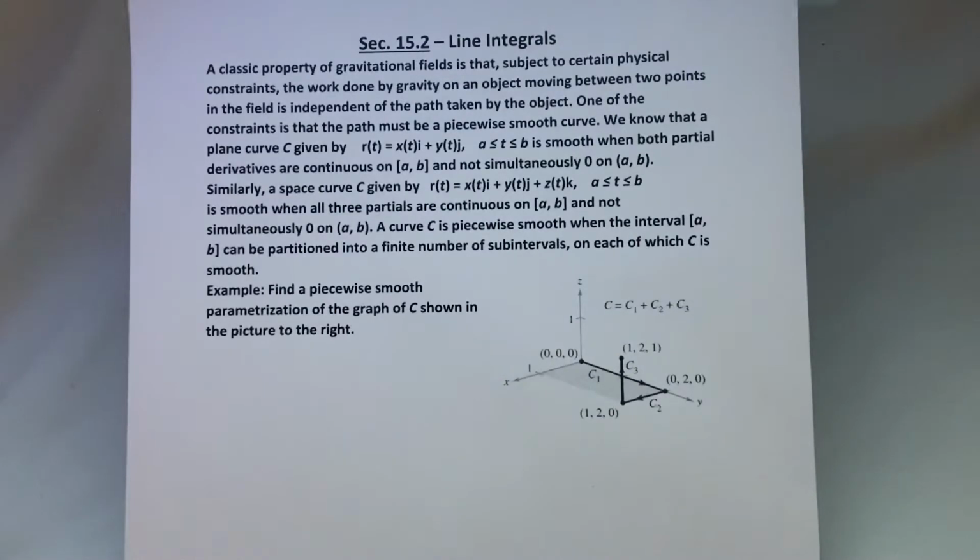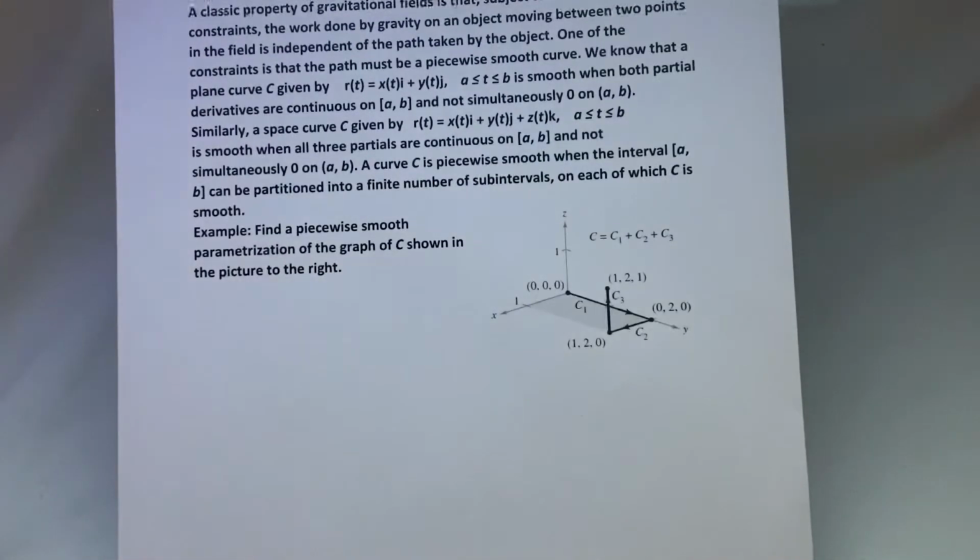We know that a plane curve C in 2 dimensions is smooth when both partial derivatives are continuous and not zero except possibly at the endpoints. Similarly, a space curve has the same rules. A curve C is piecewise smooth when the interval [a, b] can be partitioned into a finite number of subintervals, on each of which C is smooth.